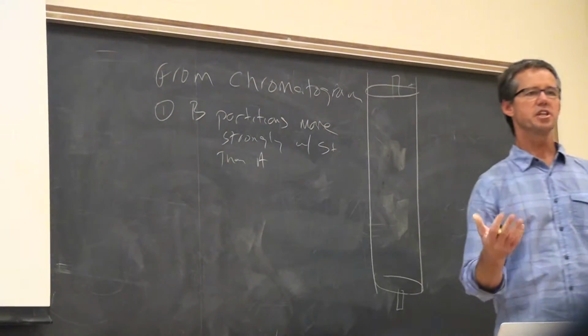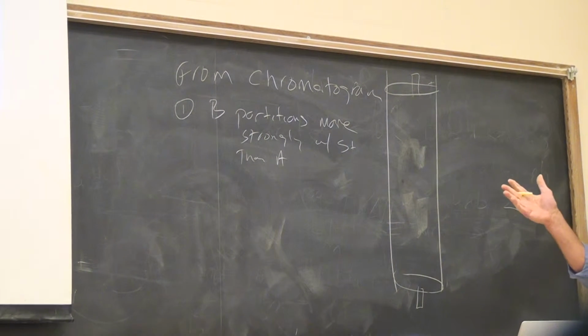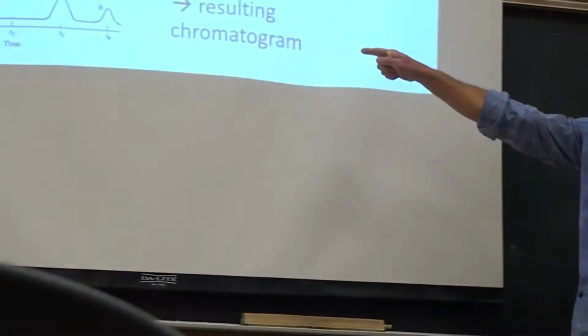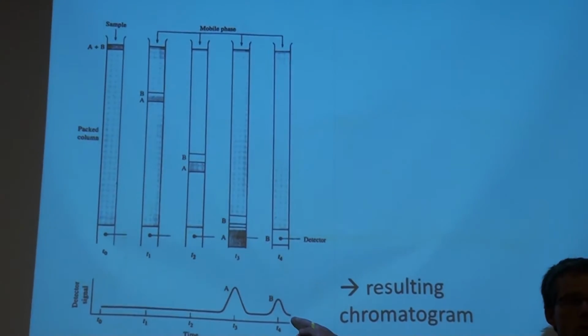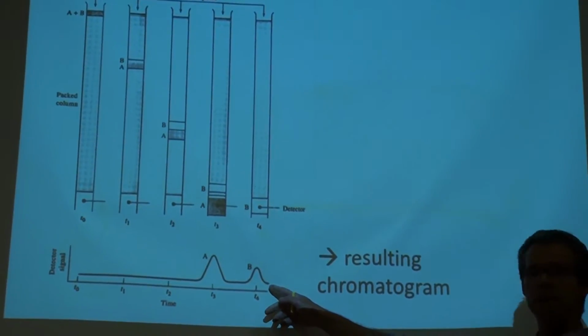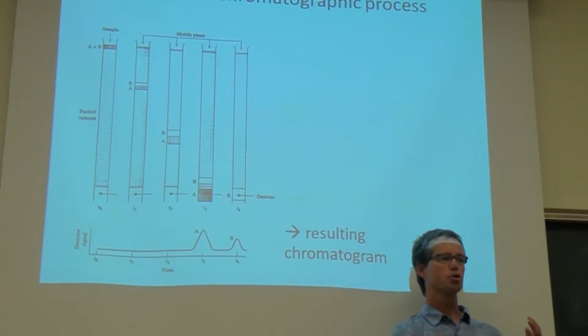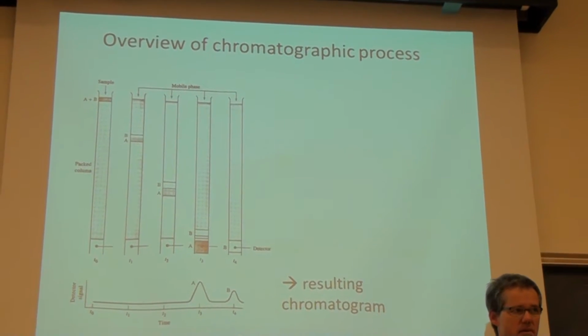We know that the stationary phase is facilitating some interaction, that's what they're all based on for the most part. Because compound B came out later, with a longer elution time or a greater retention time, compound B must be interacting with the stationary phase more strongly than compound A does, and that's why it's coming out more slowly.